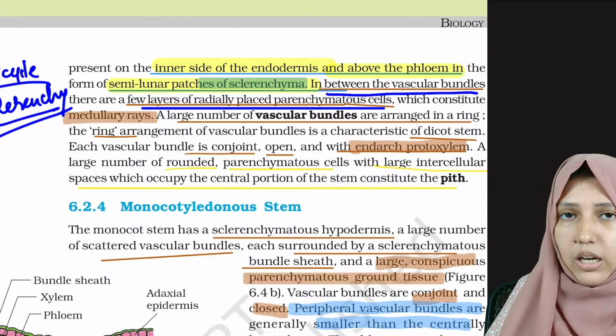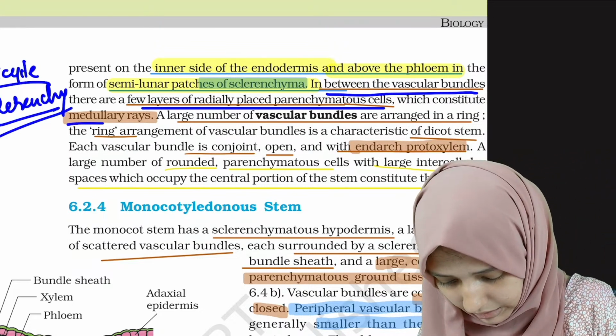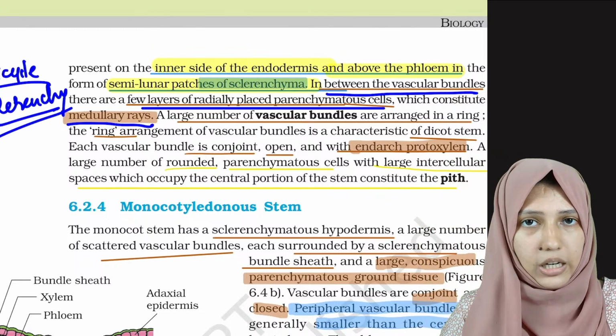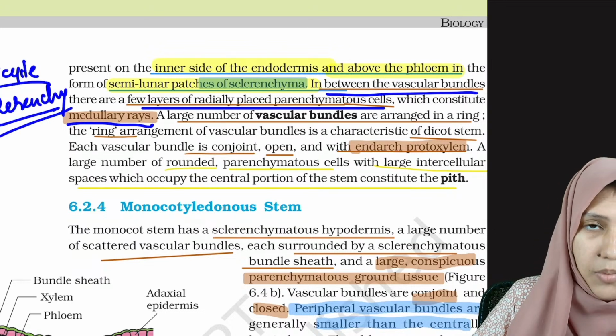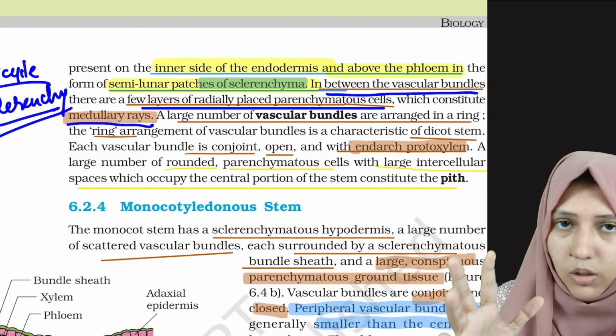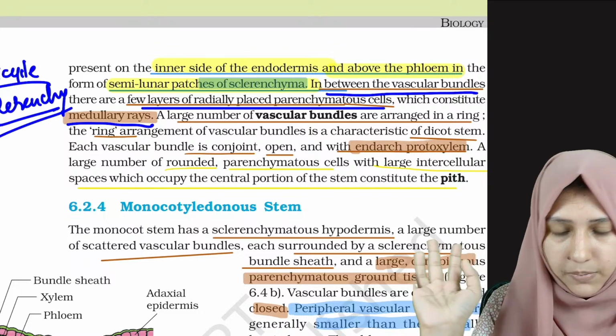Here also there are parenchymatous cells between the xylem and phloem, and here they are known as medullary rays. What are they known as in dicot stem? They are known as medullary rays. So just remember these specific words: starch sheath, medullary rays, conjunctive tissue. All these are particular to particular things. So medullary rays are always in dicot stem.